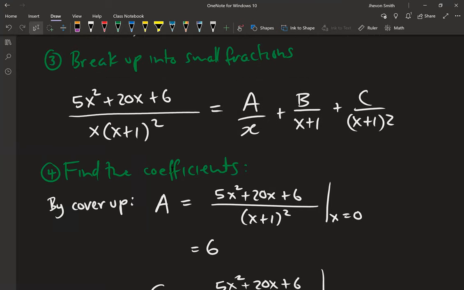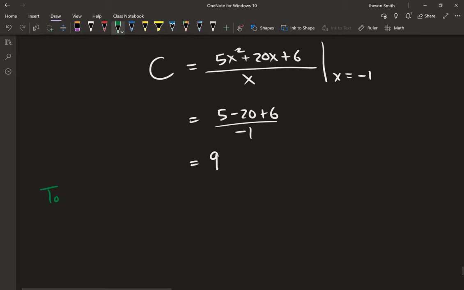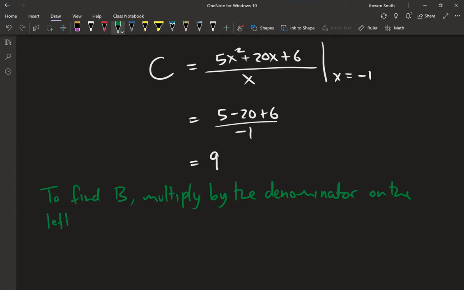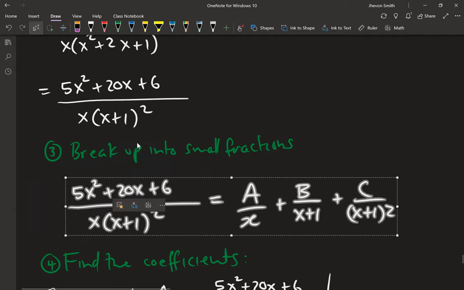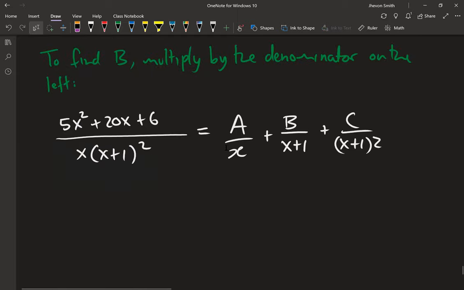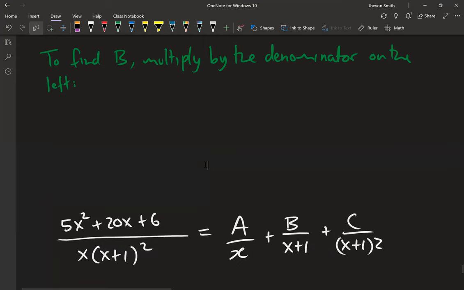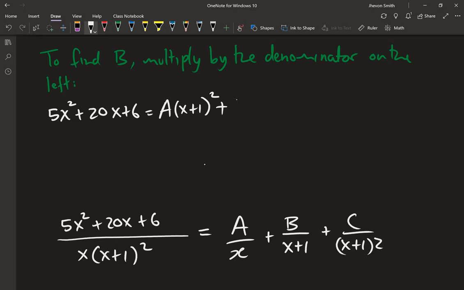Now we have to find the B, right? So I'm going to take this guy, and I'm going to multiply through by the denominator on the left. Right? So that is going to look like 5x squared plus 20x plus 6 equals A times (x plus 1) squared plus B times (x plus 1) plus C times x.